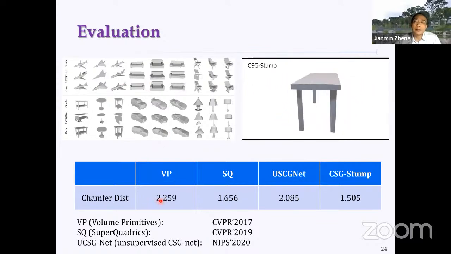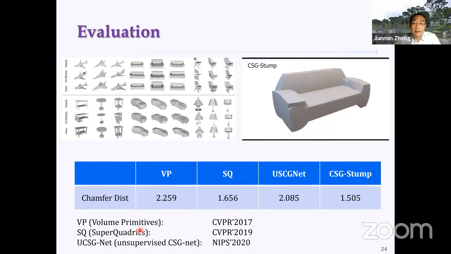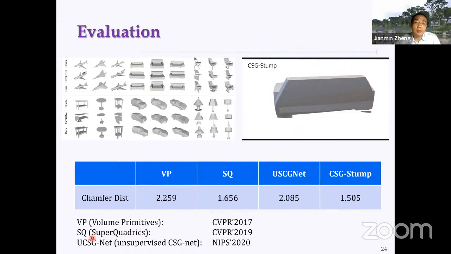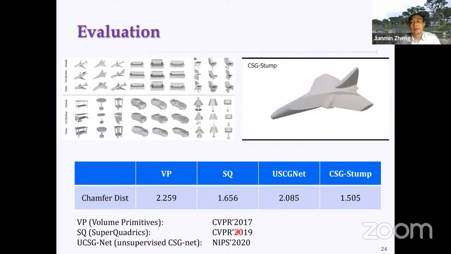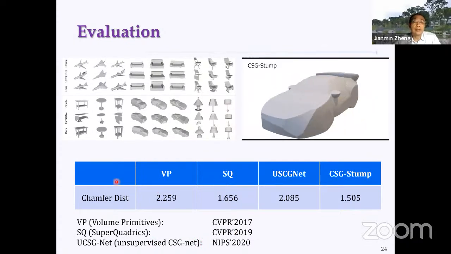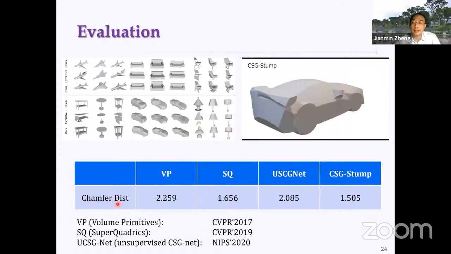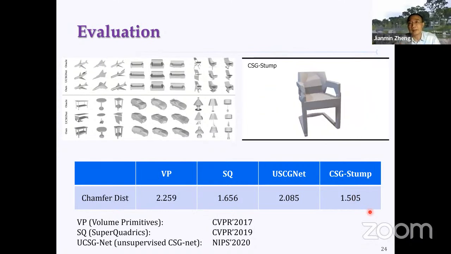We also compare with other state-of-the-art methods of this type, like VP, which stands for the method assembling with volume primitives, and SQ, which stands for the method using superquadrics, right? And UCSG, as I said, is an unsupervised CSGNet. We also do this comparison quantitatively. Here we measure the error using Chamfer distance, and you can find that CSG-Stump gives the minimum error on average. More evaluation is presented in our paper.